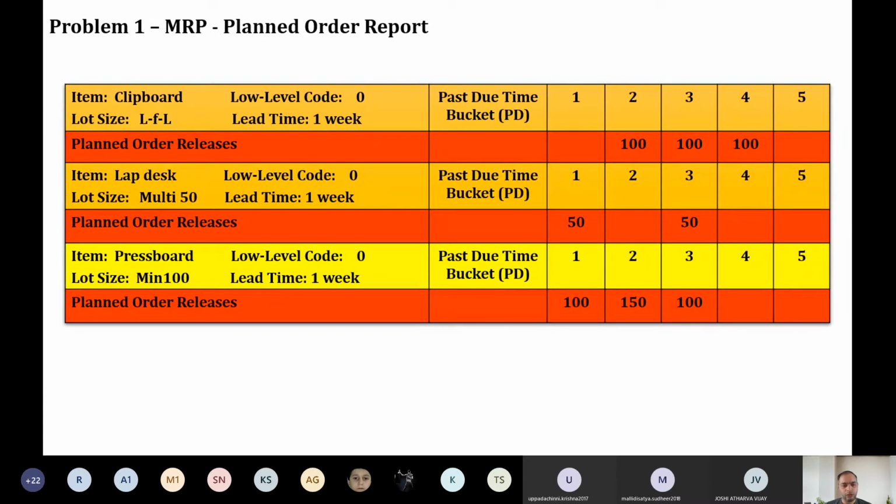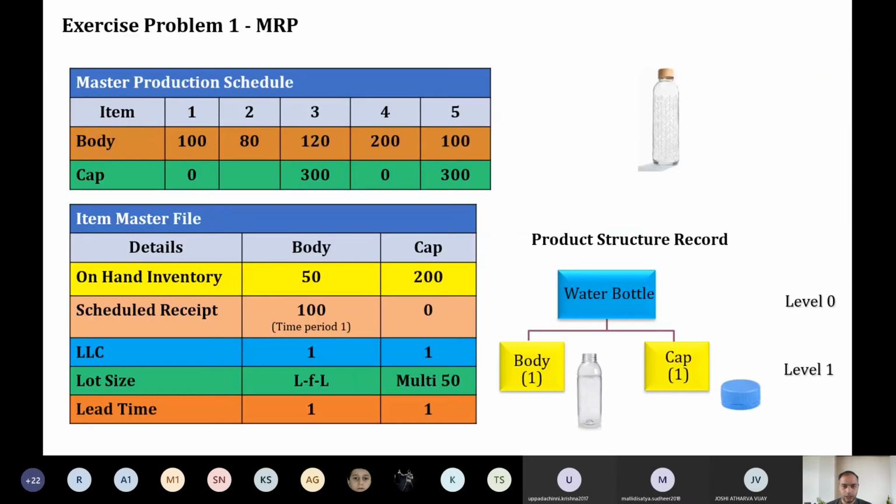Okay, I hope you are able to understand material requirement planning. If you have any doubt, I will be happy to explain, because in the next 30 minutes you will be solving a problem and submitting it as an assignment. This is the problem which we are going to solve for your assignment.